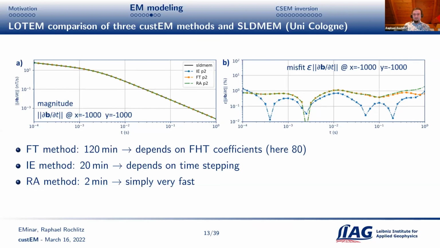The interesting point is the Fourier transform-based methods require the most time because we need to calculate not hundreds, but tens of frequencies. This really depends on the number of filter coefficients for the fast Hankel transformation. This one can probably be reduced down to 30 or something if we optimize it, but it would still be kind of the most time-consuming method. The implicit Euler method is a bit faster, but it also depends on the time stepping. So if we use smaller time steps, of course, we need more computations, and then the computation time increases. And the rational Arnoldi method is just super fast.